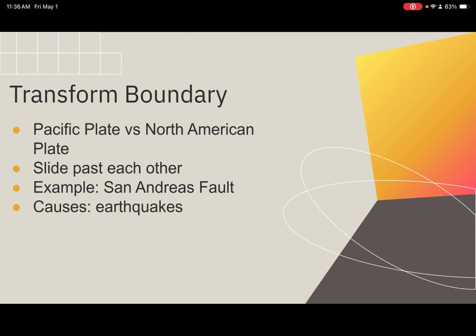So the first boundary that we'll talk about is the transform boundary. The most important boundary for us in San Luis Obispo is the transform boundary. And here the Pacific Plate slides past the North American Plate, and this movement happens along the San Andreas Fault. And because the plates don't move past each other smoothly, stress builds up and is released in earthquakes.